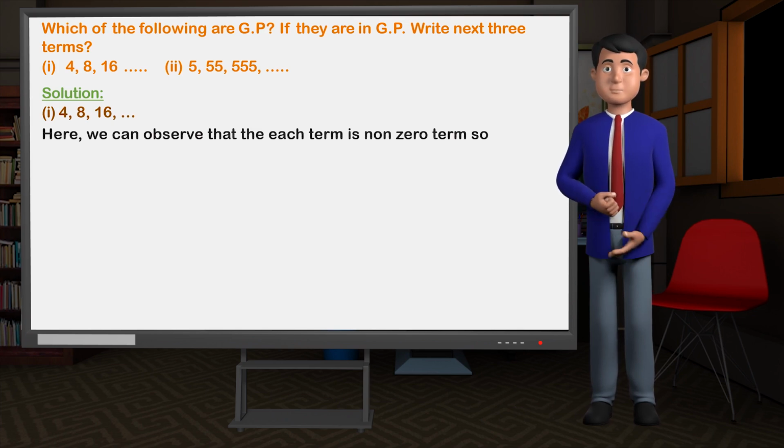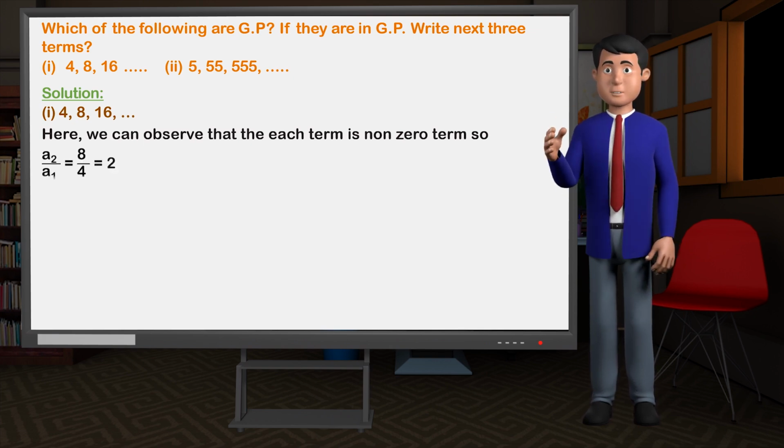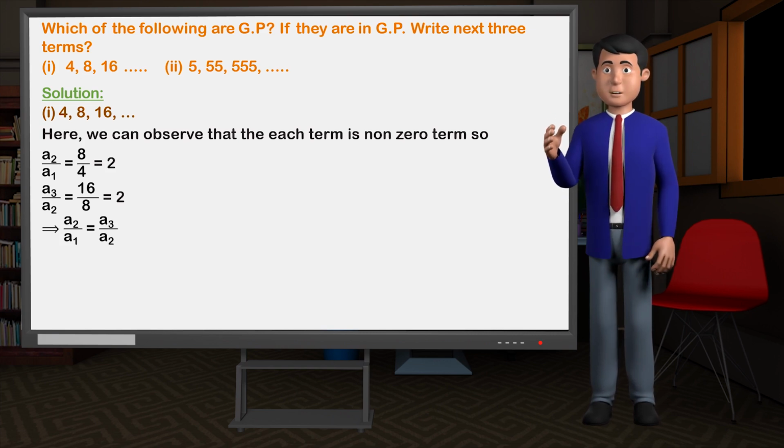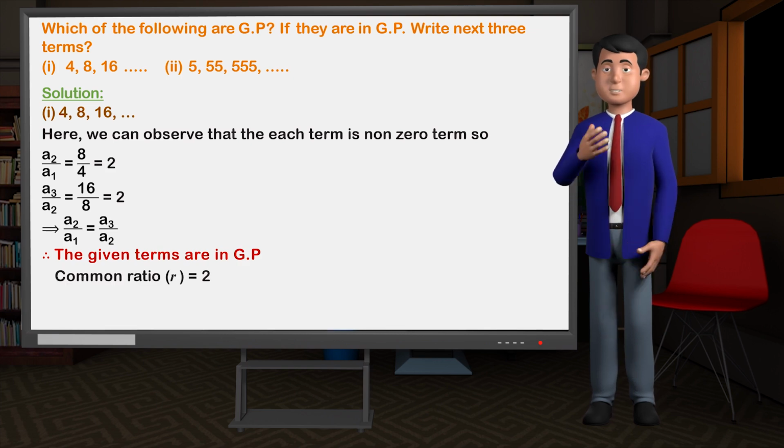Here we can observe that each term is a non-zero term. So a2 by a1 is equal to 8 by 4, that is equal to 2. a3 by a2 is equal to 16 by 8, that is equal to 2. That implies a2 by a1 is equal to a3 by a2. Therefore, the given terms are in GP and the common ratio r is equal to 2.